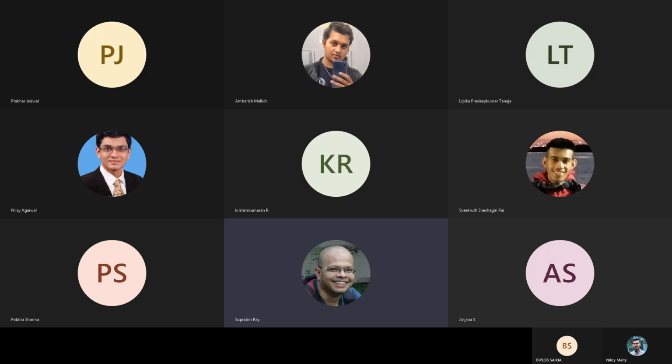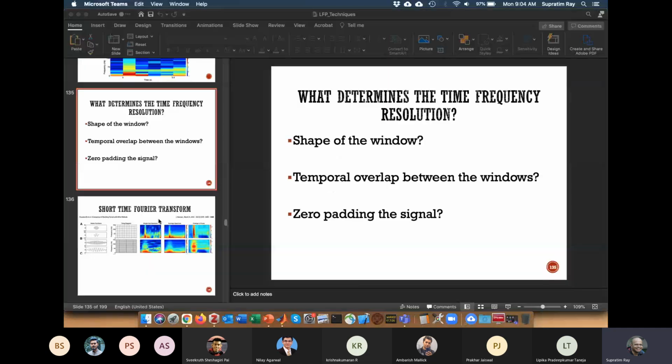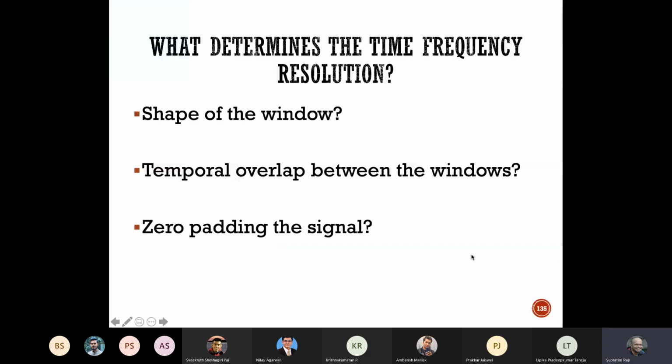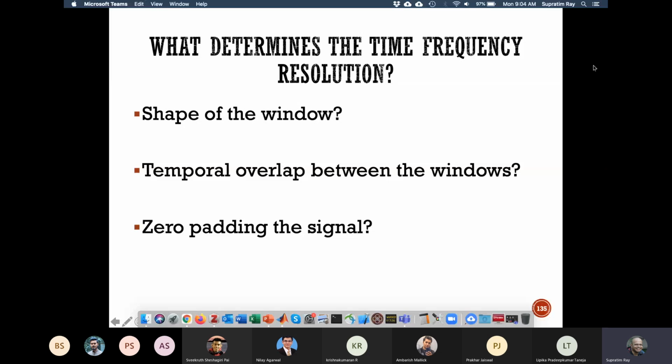Share my screen. Okay, can you all see my screen? Yes, sir. Yes, sir.